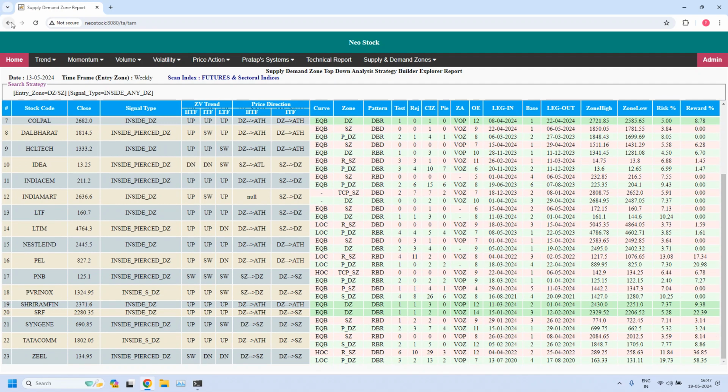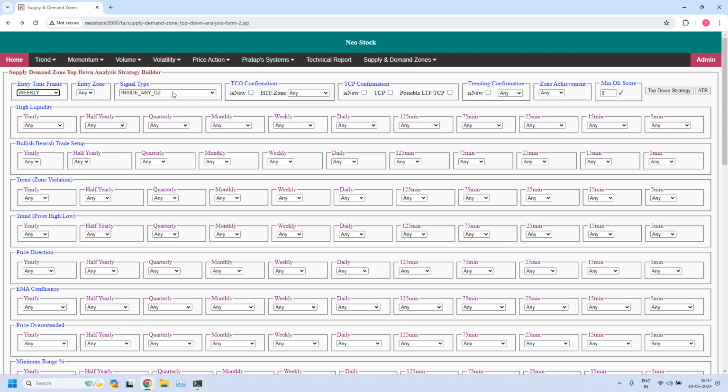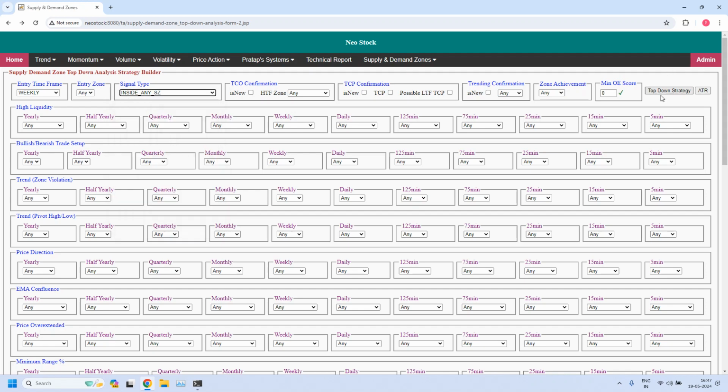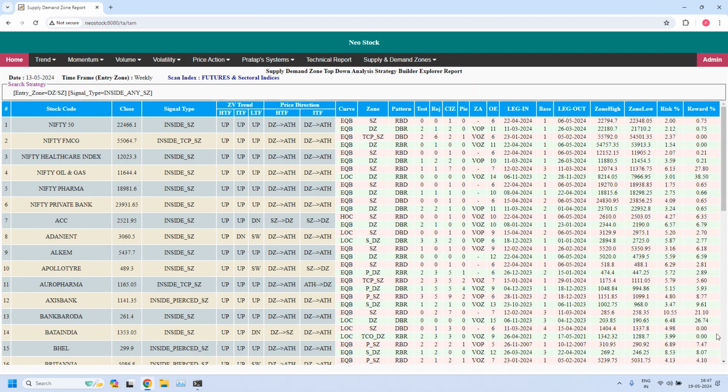Okay, let me go back. For weekly time frame, let us find the stocks where price closed inside weekly supply zone. It seems a good number of stocks are closed inside weekly supply zone. Even Nifty 50 is there inside a supply zone. Nifty Pharma, Nifty Private Bank, Nifty Oil and Gas, Nifty Healthcare, Nifty FMCG. All these indices are closed inside weekly supply zones.